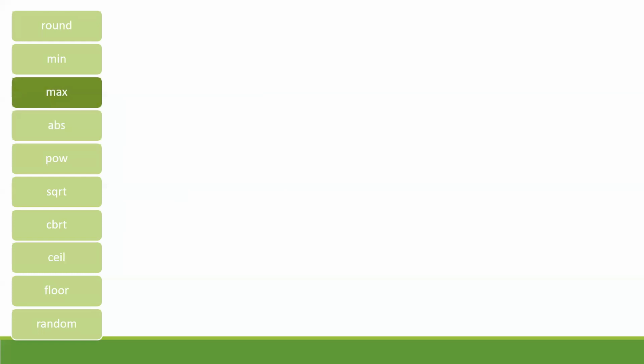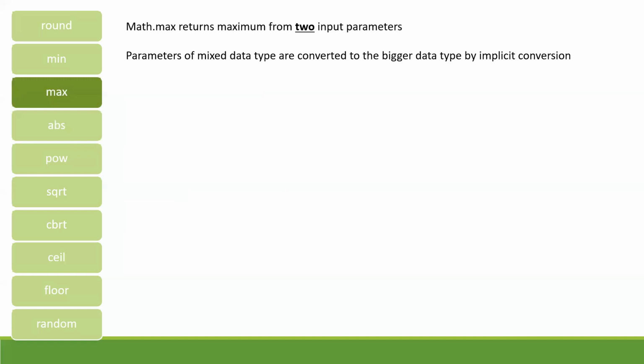Moving on to Math.max. Math.max returns the maximum from two input parameters. Some people make a mistake here by passing more than two parameters. Do note, Math.max cannot accept more than two parameters at a time. If the parameters are of mixed data type, they are converted to the bigger data type, and then that becomes the output data type. So the return data type is always the bigger data type.